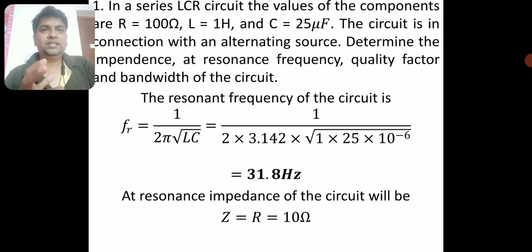In a series LCR circuit, the values of the components are R equals 100 ohm, L equals 1 Henry, and C equals 25 microfarad. The circuit is connected to an alternating source. Determine the impedance at resonant frequency, quality factor, and bandwidth of the circuit. You need to find out a lot of things here: impedance, quality factor, bandwidth, and of course the resonant frequency also. So first let me find the resonant frequency.